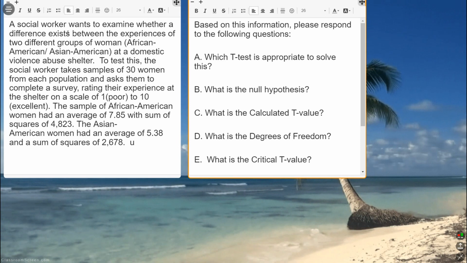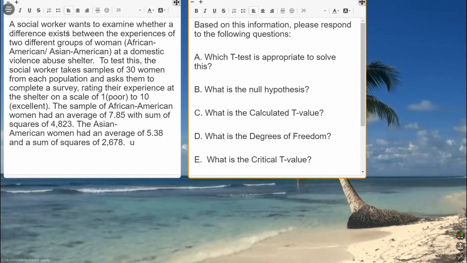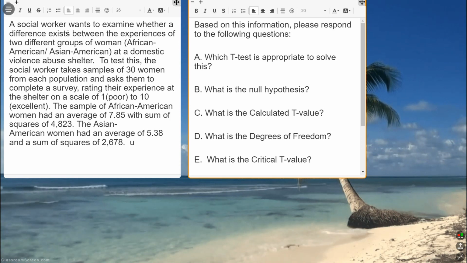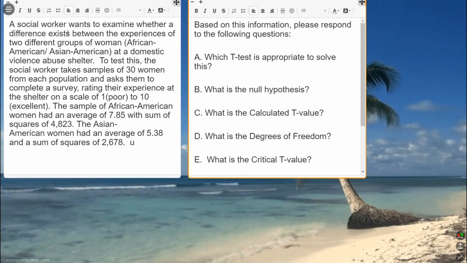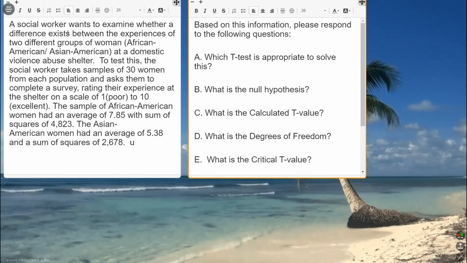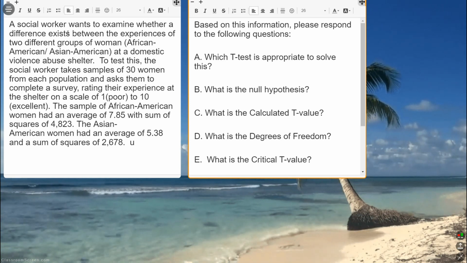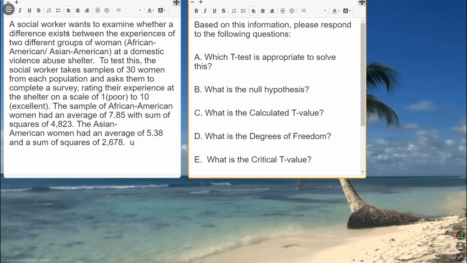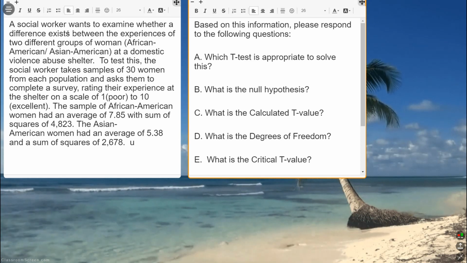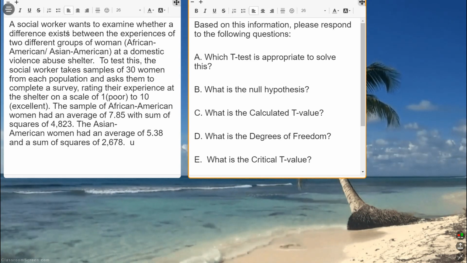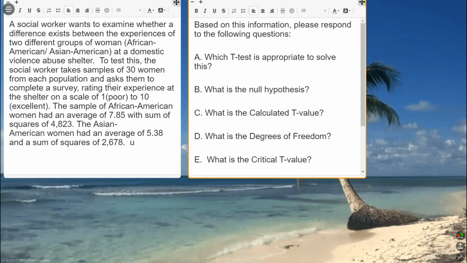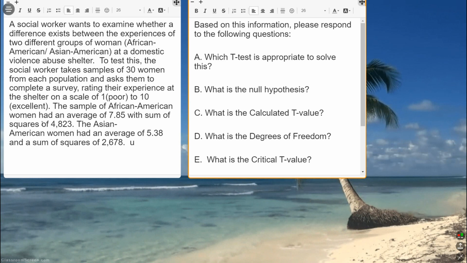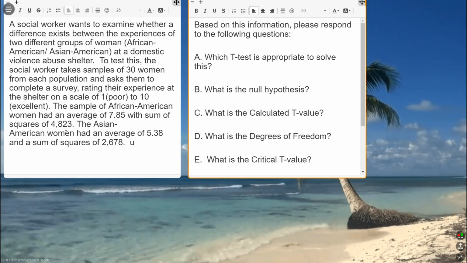To test this, the social worker takes samples of 40 women from each population and asks them to complete a survey rating their experience at the shelter on a scale of 1, which would be poor, to 10, which would be excellent. The sample of African American women had an average on the survey of 7.85 with a sum of squares of 4,823.